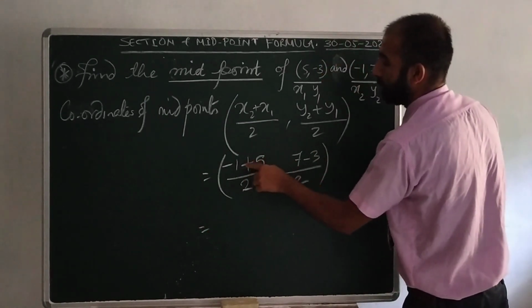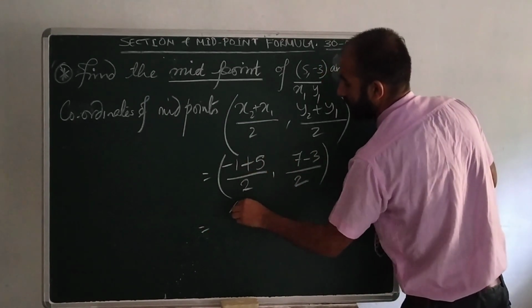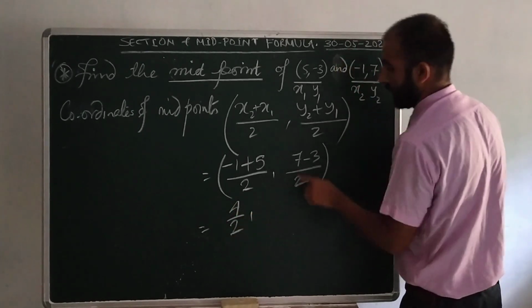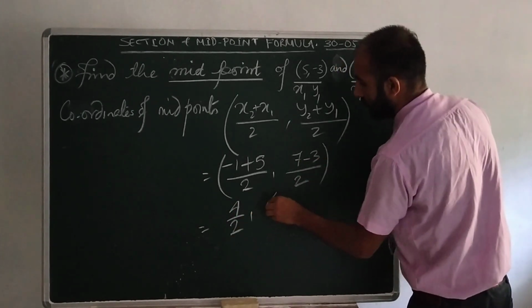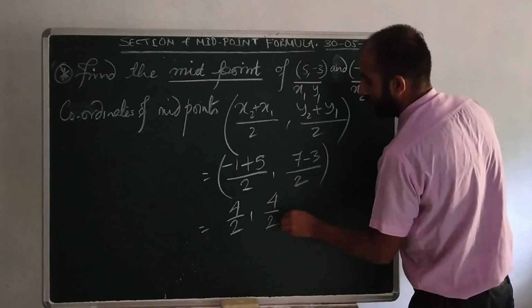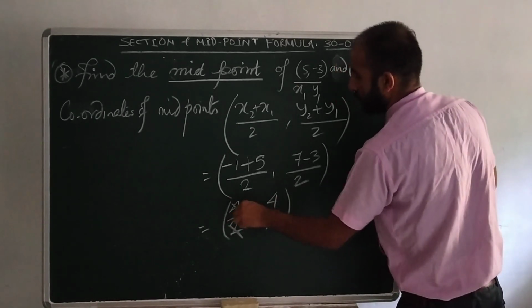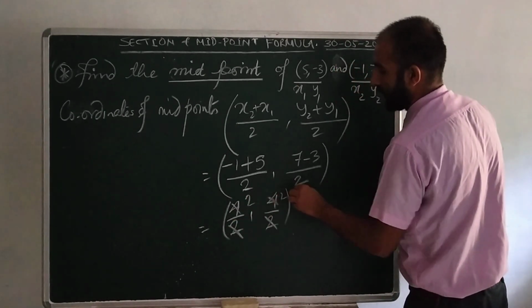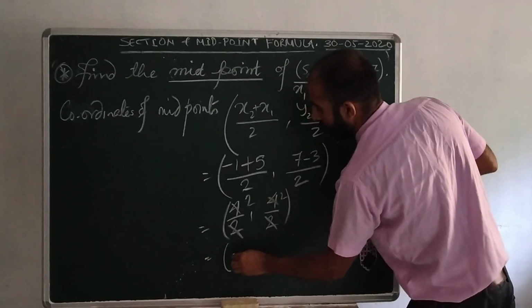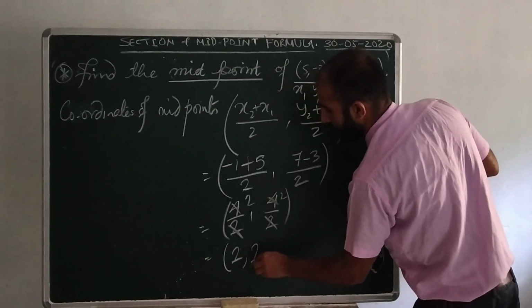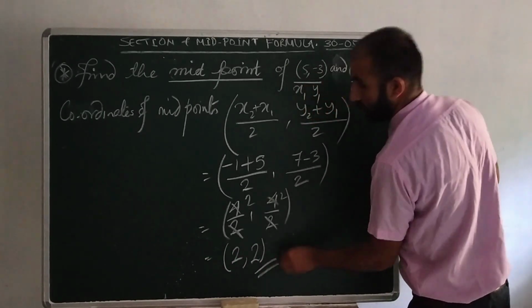Now 5 minus 1, that is 4 by 2. 7 minus 3, that is also 4 by 2. That means 2 2s are 4, 2 2s are 4. That means the required coordinate of the midpoint is 2 and 2.